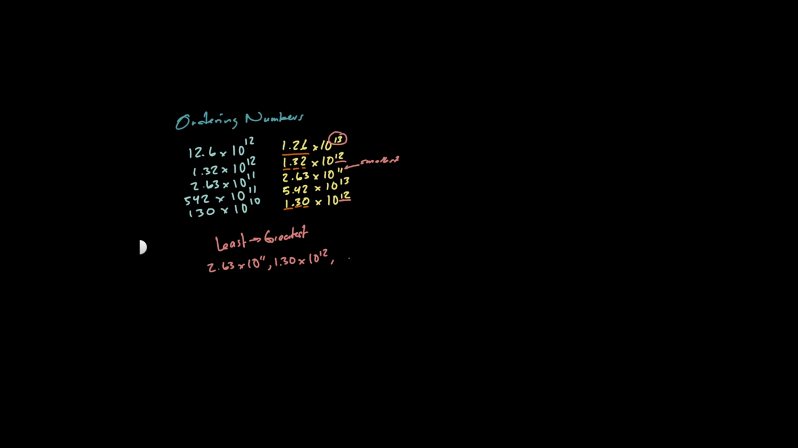1.30 times 10 to the 12th. So then after that, we'll put the other one, which is 1.32 times 10 to the 12th. Okay, so we're getting some progress here. The last one is 13, power of 13. There's two of them. One of them is 1.26. The other one is 5.42. So I don't really need to do a lot of work to figure out which one of those is bigger. I'm going to say the 5 is bigger, so I'm going to write 1.26 first because I'm doing least to greatest.